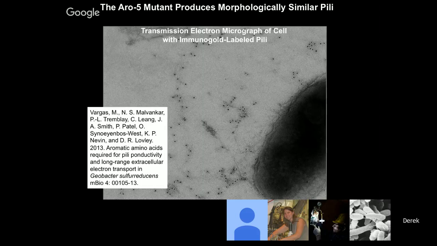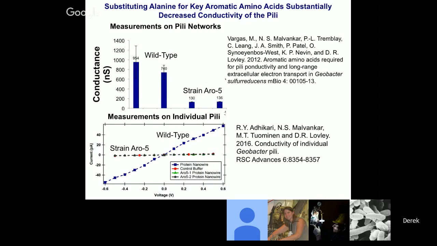We got a strain that is shown here, and TEM still produced pili. And not only that, I'm showing here immunogold labeling for the OMCS. So the cell is, even though we've changed the pili sequence, still making pili that look like wild type and still properly expressing the outer surface cytochromes. Yet the conductivity of these pili is much lower.